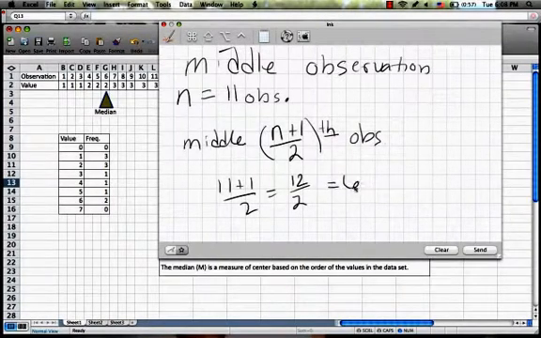So we could talk about the 6th observation. The 6th observation will be the median.